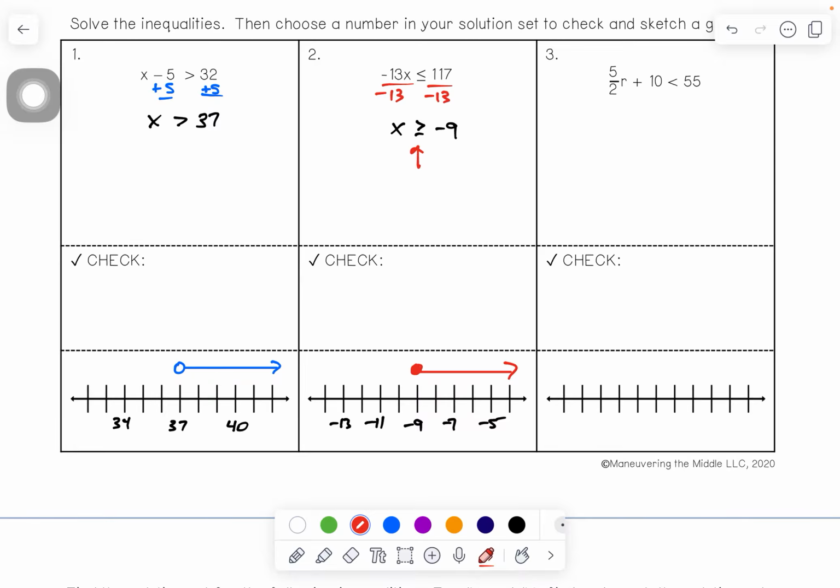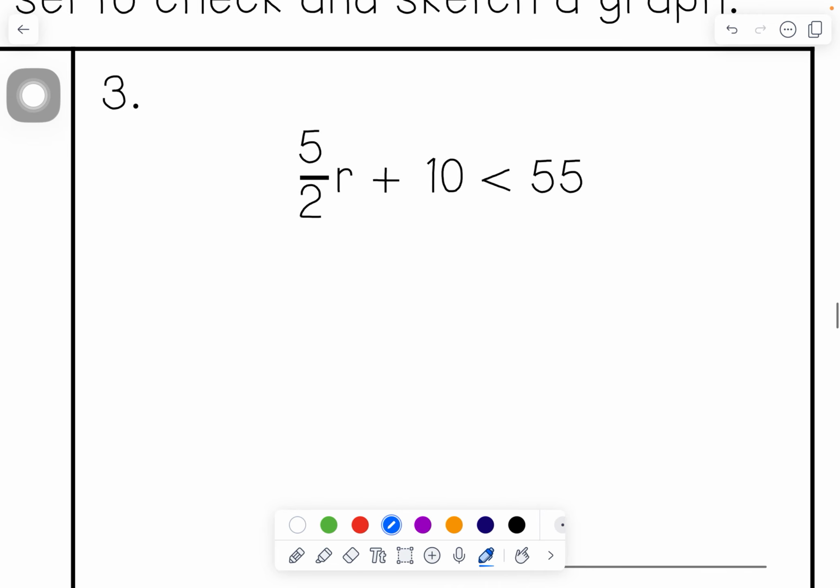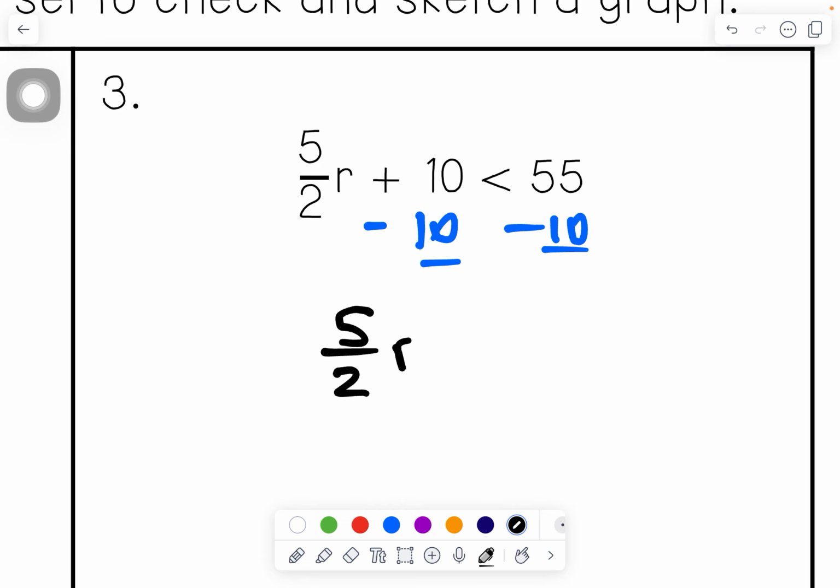And my last problem here is a two-stepper. Like before, no distributive property. There's no combining like terms. I don't need to move my variables. So I'm all the way down at that addition and subtraction. So I'm going to subtract 10 from both sides, and I get 5 halves r is less than 45.